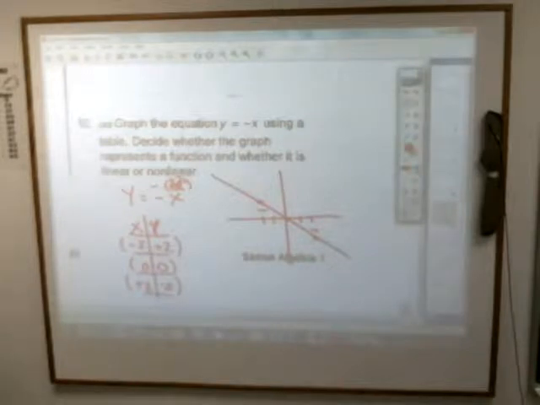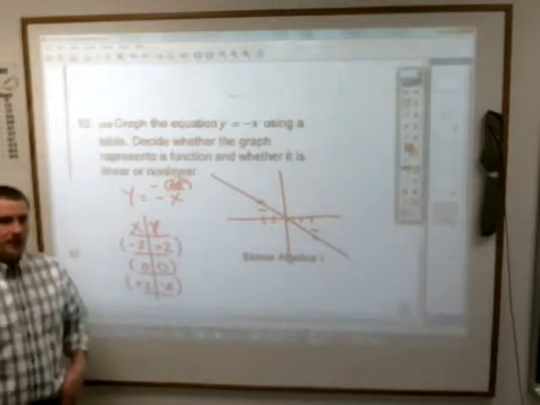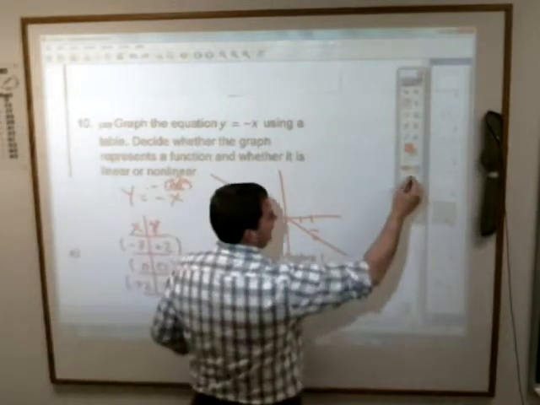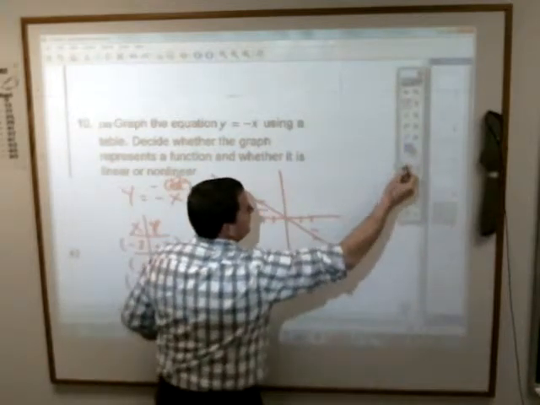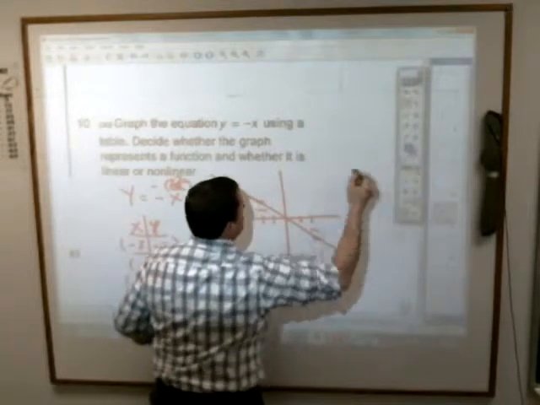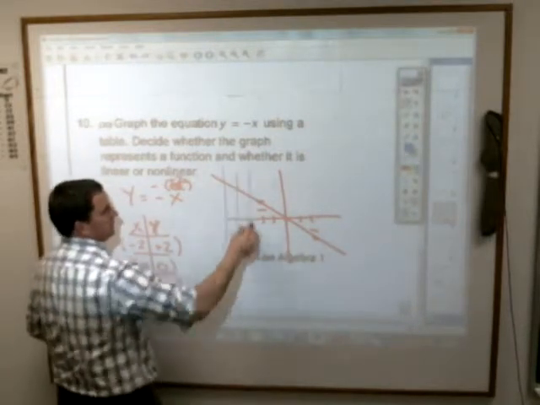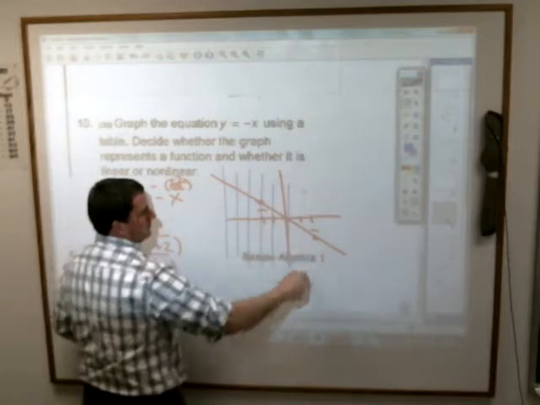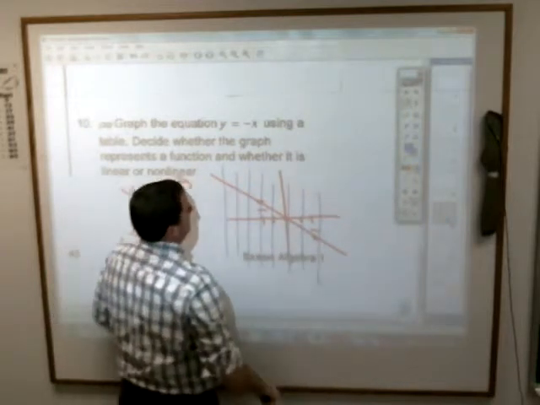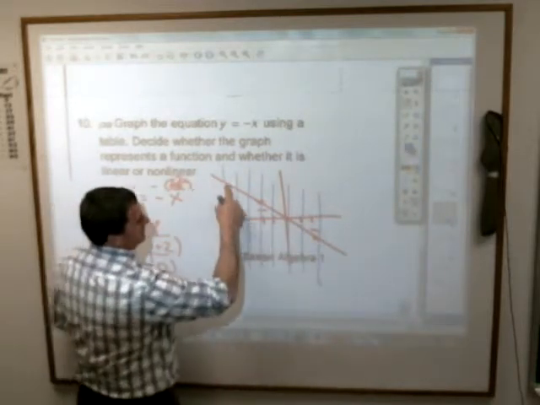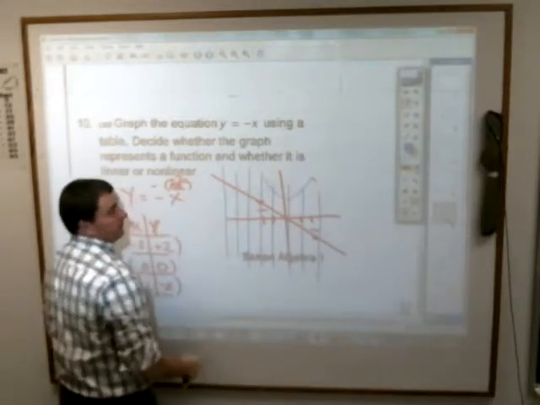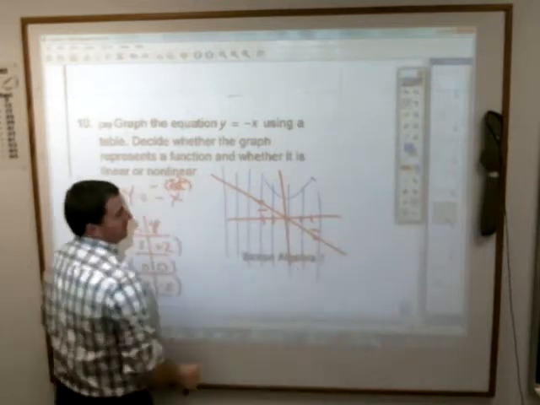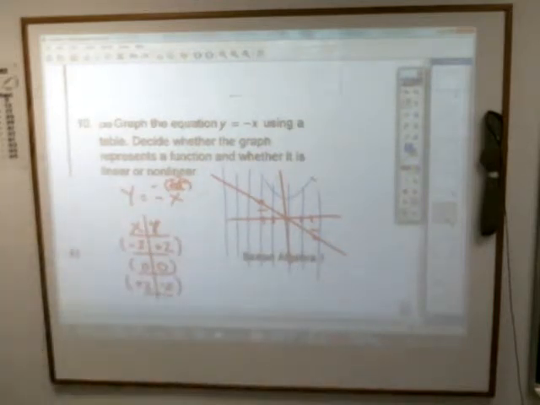And then it asks you, does it represent a function? In which case you would say yes because of the vertical line test. You draw a whole bunch of vertical lines here. There's no way that thing ever crosses one more than once. And is it linear? Yes, straight line. If you had something curved, that would not be linear, but it's still a function. This is both a line and a function. Hence the answer, yes, and linear.